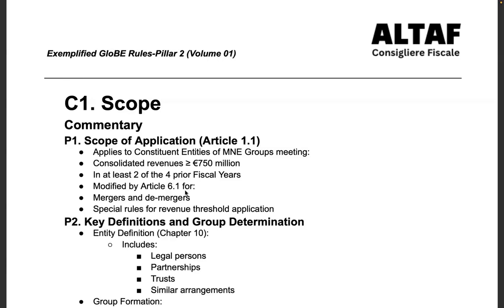Of course, this condition is modified by Article 6.1, which we are going to study later. It's going to come ahead. That article addresses mergers and demergers, and there are special rules for revenue threshold application that we will study when we go through Article 6.1.